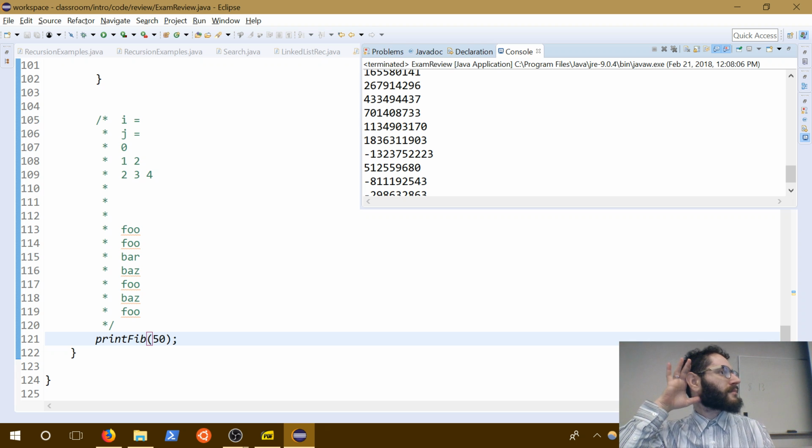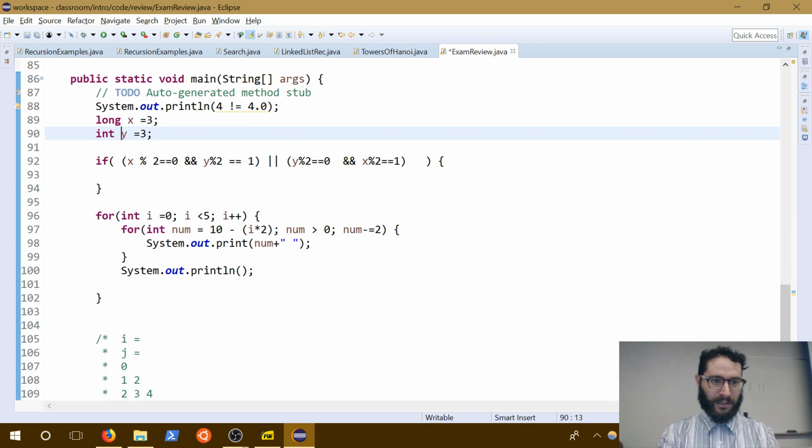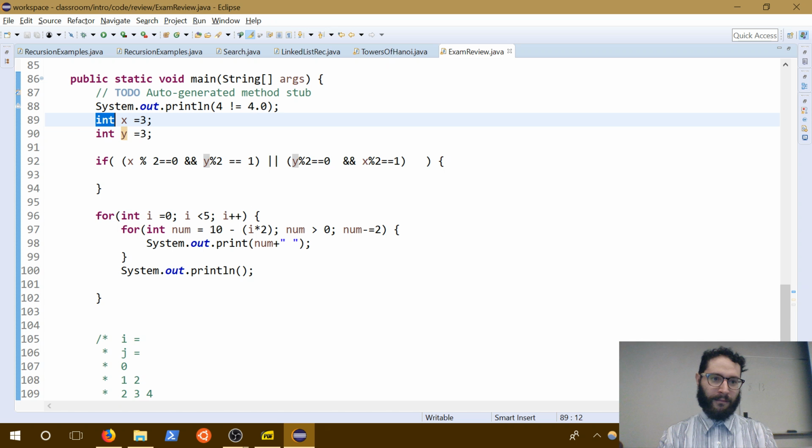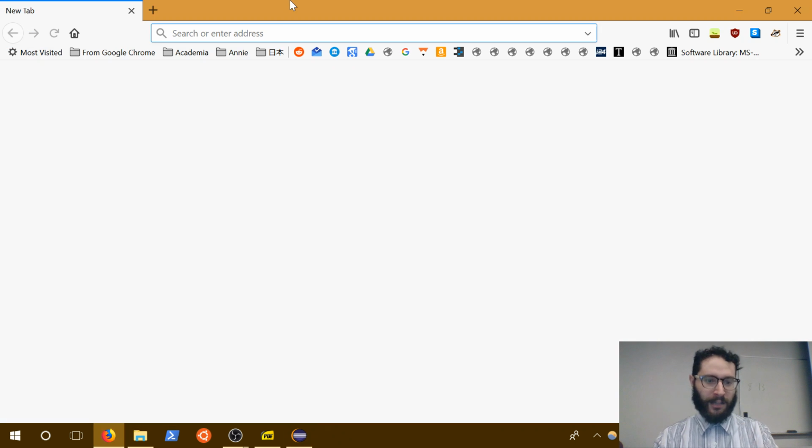Sorry? It went above the maximum size for an integer. So obviously the solution is to do a bunch of longs here if I want to fix that, or to switch this to long. All right, with that, why don't we look at another problem?